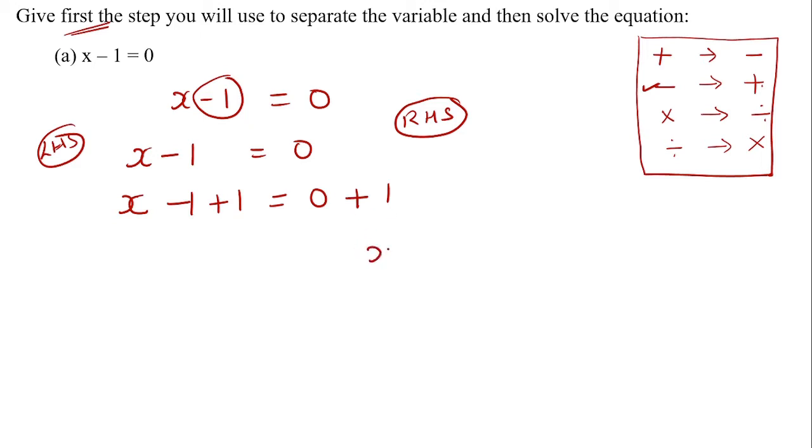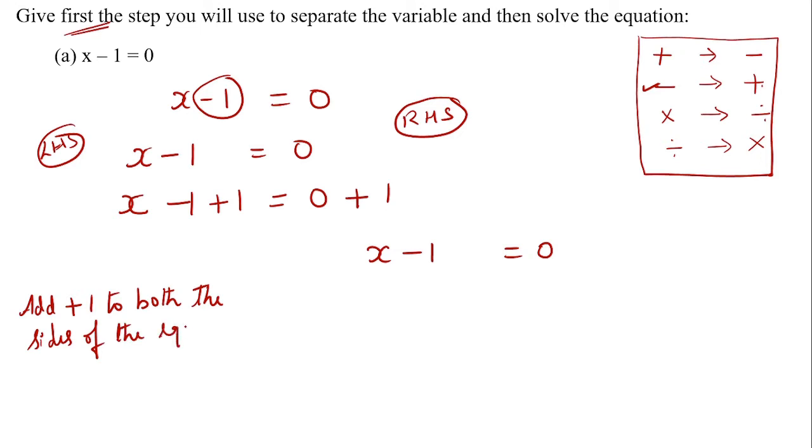So let me repeat. The given equation is x minus 1 is equal to 0. So what is the first step we have to do? Add plus 1 to both the sides. Both the sides is the right hand side as well as the left hand side of the equation. So on the left hand side you have x minus 1, you have to add plus 1. On the right hand side you have 0, you add 1.